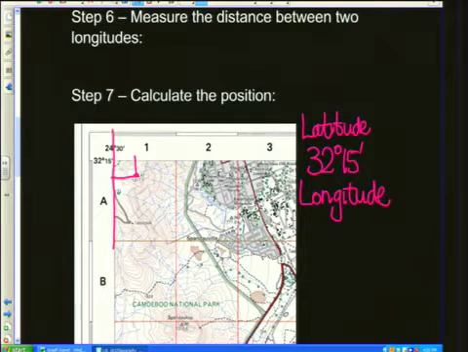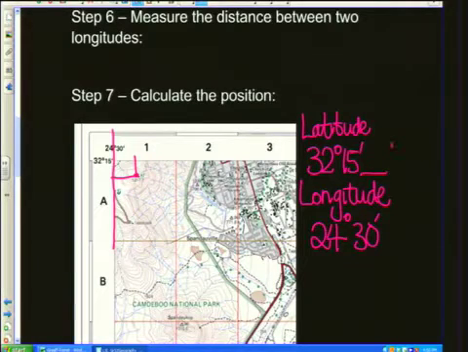Longitude, 24 degrees and 30 minutes. What I have to do is calculate the seconds south and the seconds east. Let's help you with that.